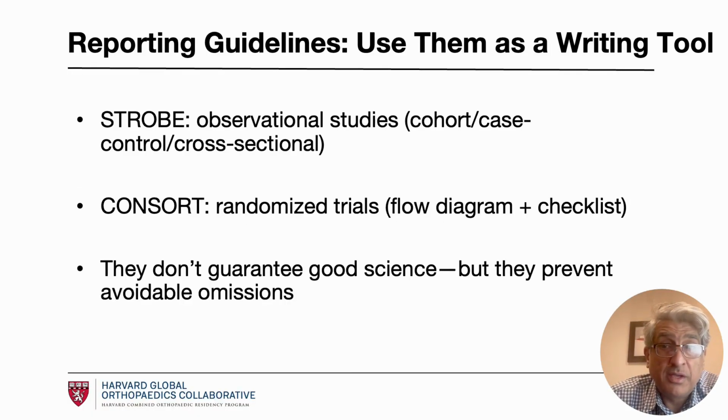Finally, reporting guidelines. Use these as a writing tool. STROBE and CONSORT are not just acronyms. Use STROBE for observational studies and CONSORT for randomized trials. They don't guarantee good science, but they prevent avoidable omissions. These are not merely bureaucratic hurdles. They're checklists that map to peer review expectations. So it's good to follow them and be in the habit of using them as a guide. Write the methods and results sections while looking at the checklist. This will make sure you have the right information in there so you can present things properly.